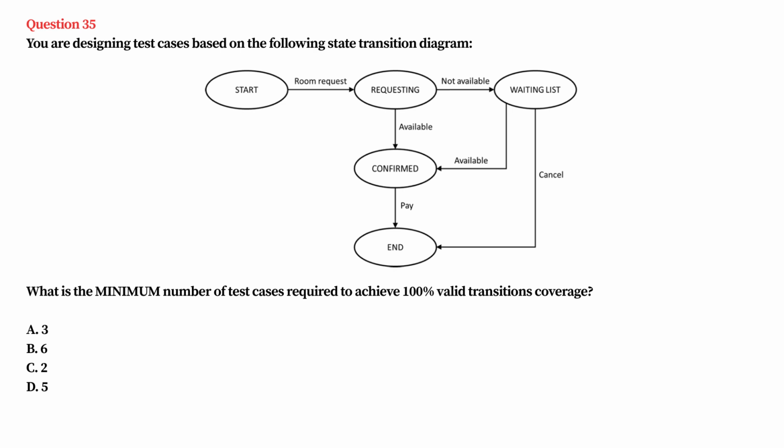In fact, only 3 sequences are possible: TC1, start, room request, then requesting, available, then confirmed, pay, then END. TC2, start, room request, then requesting, not available, then waiting list, available, then confirmed, pay, then END. TC3, start, room request, then requesting, not available, then waiting list, cancel, then END.